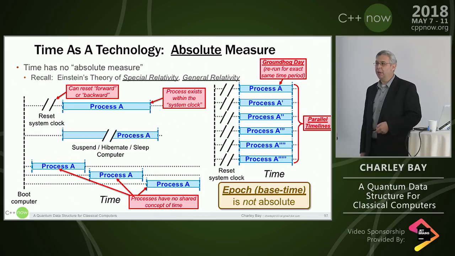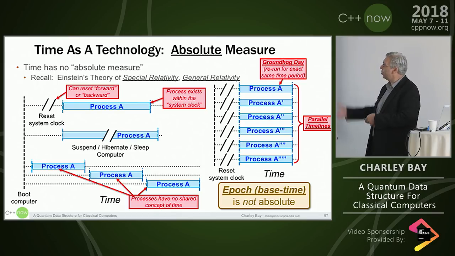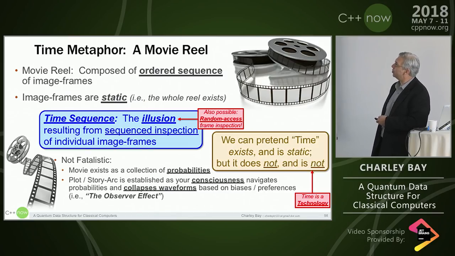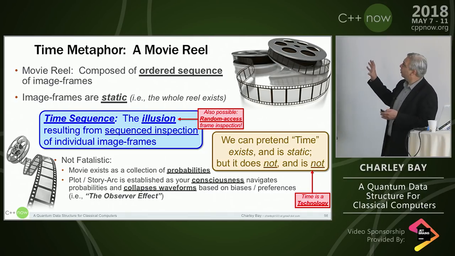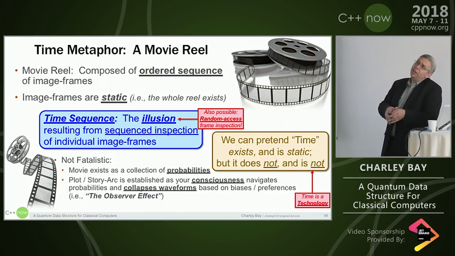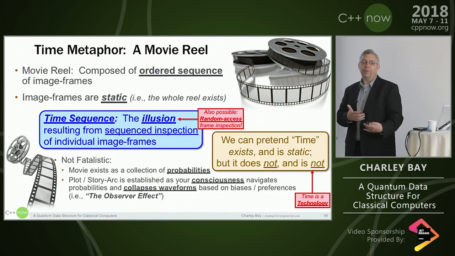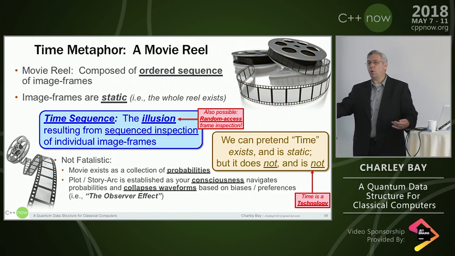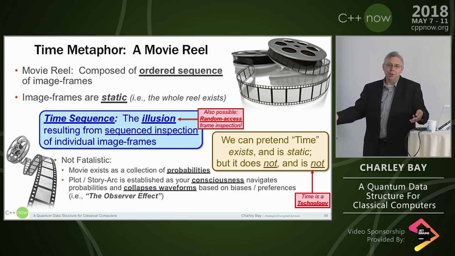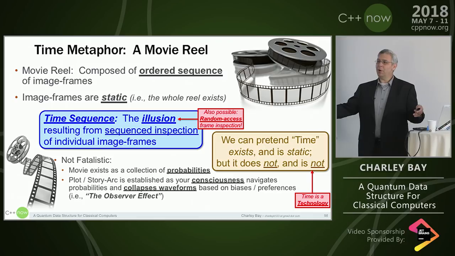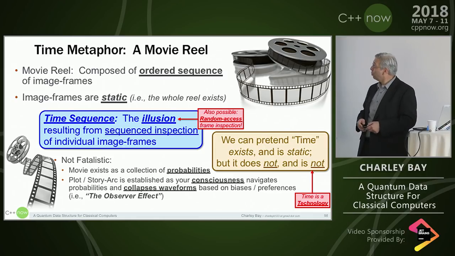Everything's kind of relative, and we deal with this. We have techniques for this. This is not unfamiliar to us. So time's actually closer to a movie reel. There's the movie reel, and there's this logical comfort level of sequencing in an ordered fashion, zero to end frames. That's kind of the movie. You don't want to ruin the ending, so watch it in order. But random access is totally doable.